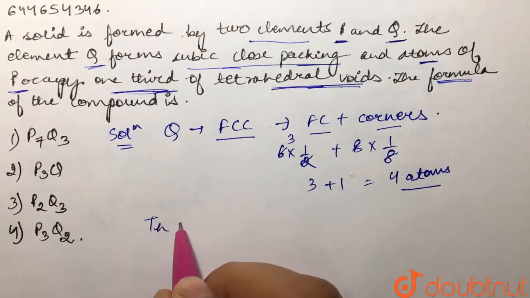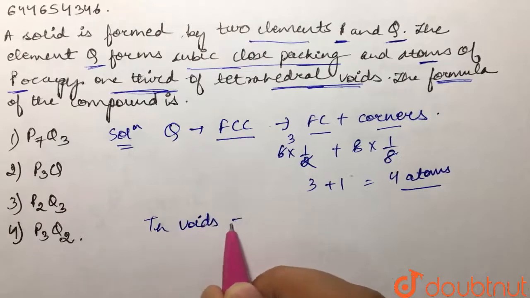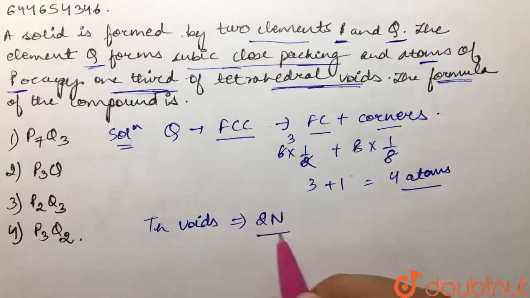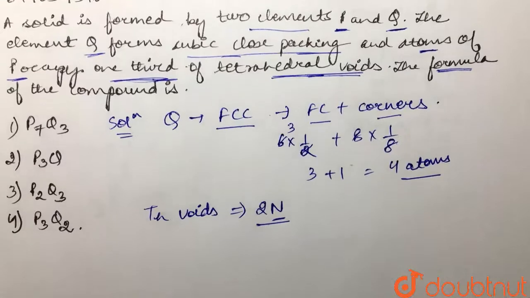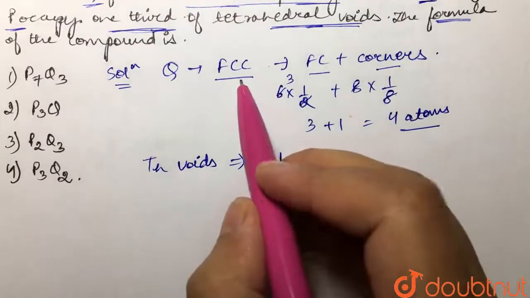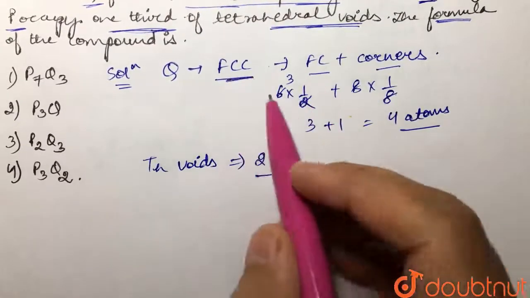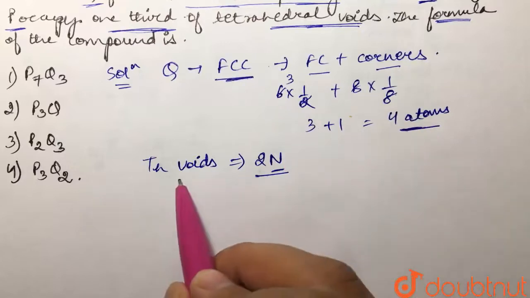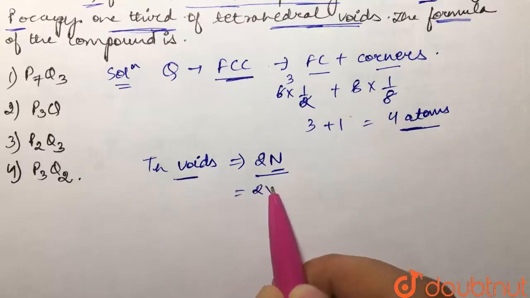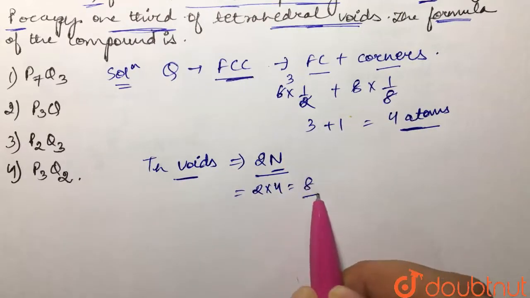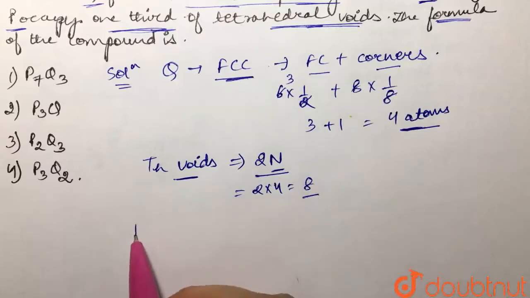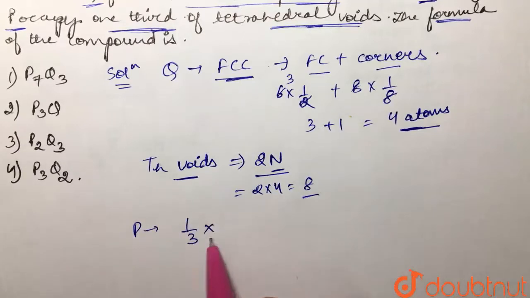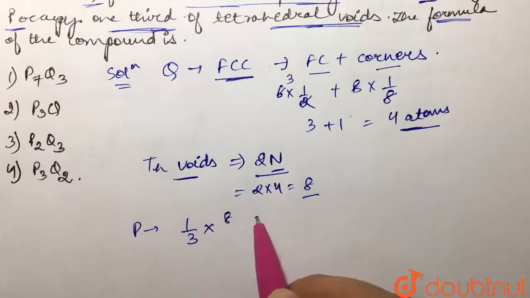Now tetrahedral voids, they are always 2n in number, right? 2n, and n is the number of atoms basically. If for example we are given an FCC lattice and we have a total of 4 atoms, right? So the total number of tetrahedral voids would be 2 into 4, that is equal to 8. Now they are saying that P is occupying 1/3 of the tetrahedral voids, that is 8, right? So that means it is 8 by 3 in number.